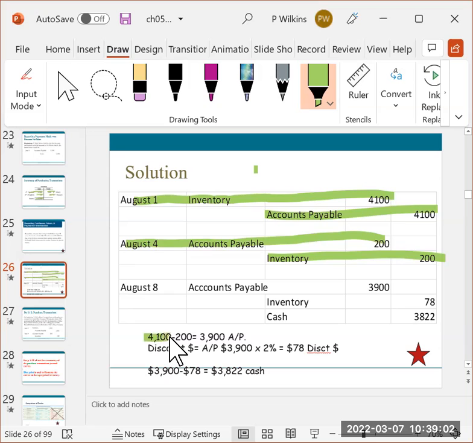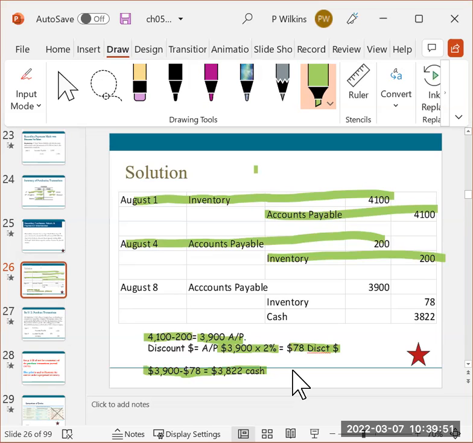So the formula for this one is the purchase amount, $4,100, minus any returns or allowances, $200, gives us the accounts payable number, $3,900, right? We then have to figure out the discount dollar amount. So we take the accounts payable number, $3,900, times the discount percentage of 2%, and that gives us the discount dollar amount of $78. We then have to figure out the cash amount. So we have $3,900, the accounts payable number, minus the discount dollar amount of $78. That's going to give us the cash amount of $3,822. That's how much cash we're going to pay.